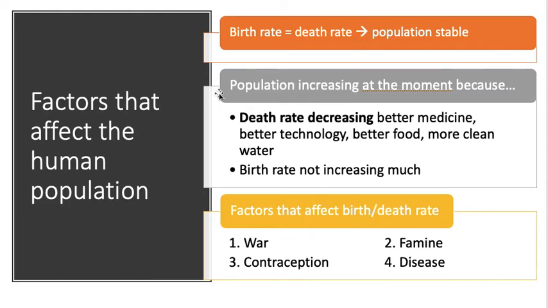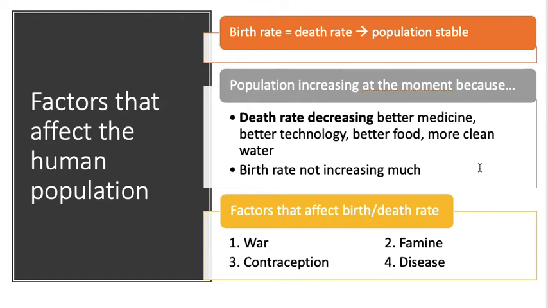So the human population, again, we look at the birth rate and the death rate. And if the birth rate and death rate were to stay the same, then the population will be stable. So any factor that's going to impact on the human population is either going to affect the birth rate or the death rate. Our population is increasing at the moment because the death rate is decreasing. We're not actually having any increase in birth rate.